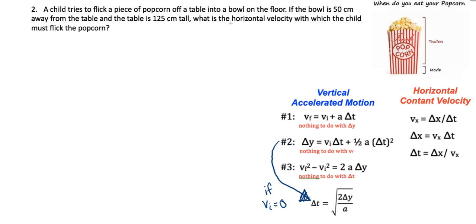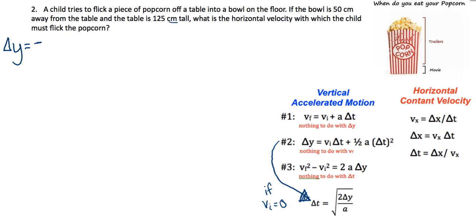We know the height of the table, right? The bowl is 50 centimeters away from the table, and the table is 125 centimeters tall. So let's start with that. Delta y is 125. It's going to fall, so we add a negative.